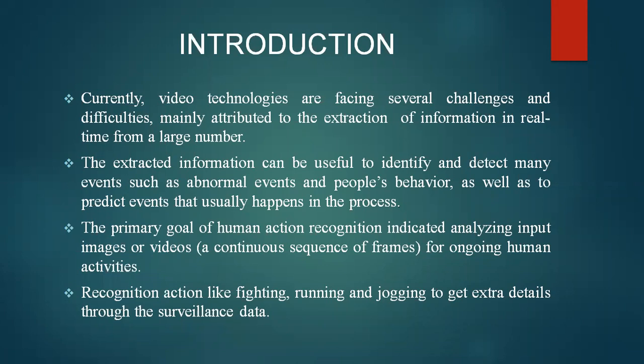Let's move to the introduction part. Currently, video technologies are facing several challenges and difficulties. The main aim is to develop an automated system for human action recognition, identifying persons and the actions performed by them in a given video. The primary goal of human action recognition is analyzing input images or videos for ongoing human activities. Action in the sense, someone is running, walking, jogging, and so on through the surveillance camera.